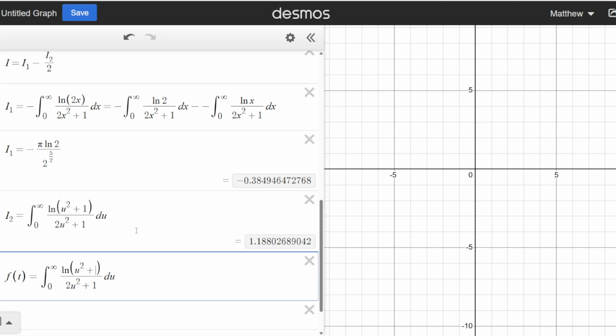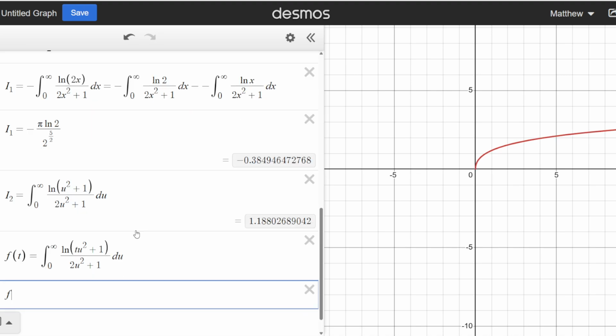But we're not going to do that. We're going to put our parameter t right here. That way, f at 0 is 0. All right, so we'll state that f of 0 is equal to 0. And also, f at 1 is equal to I2.